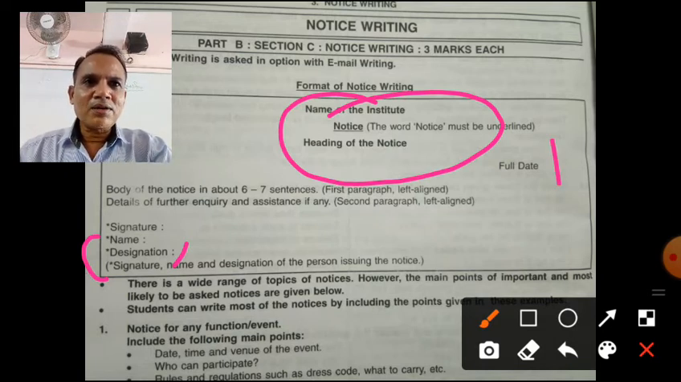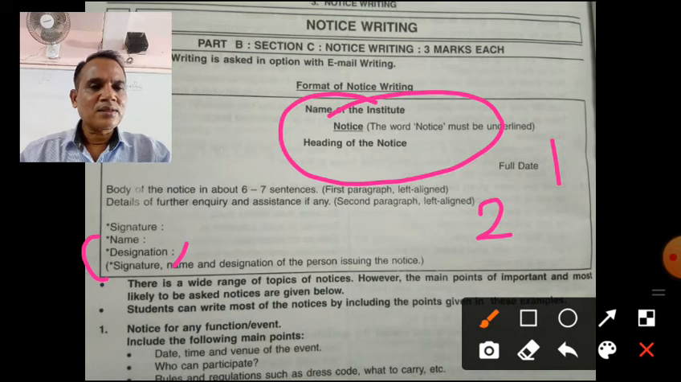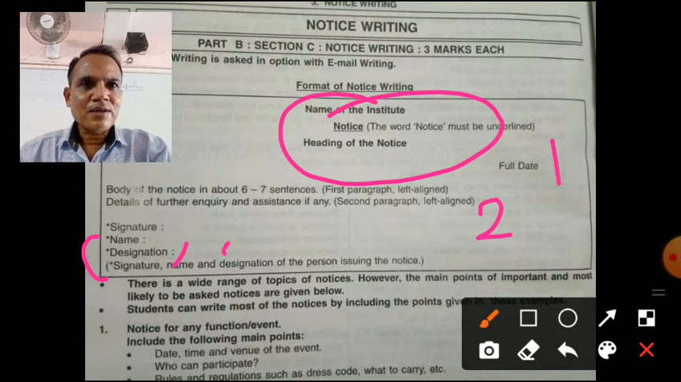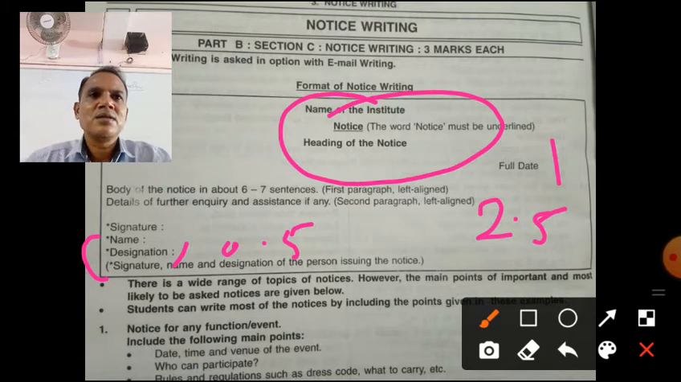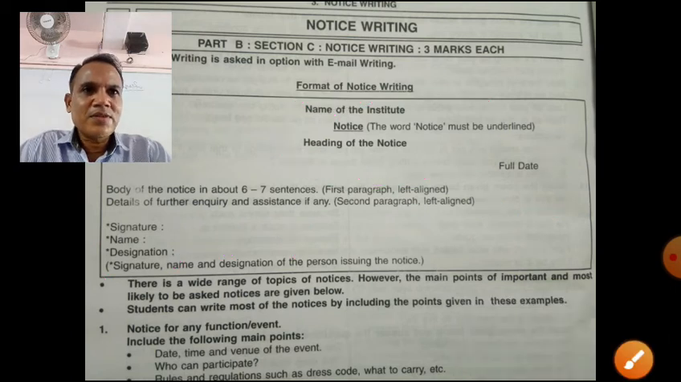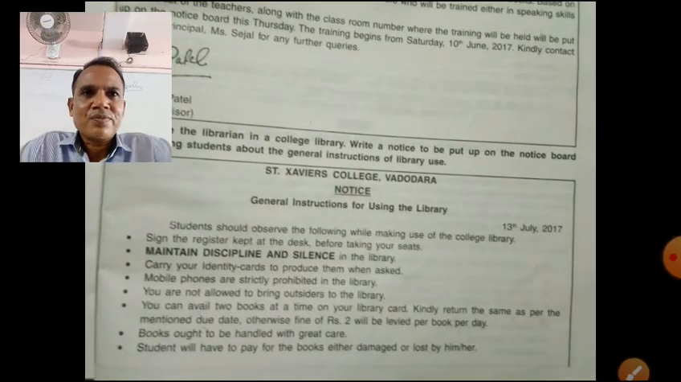Then the body of the notice, 2 marks. Proper format, content, language, presentation: here 0.5 marks, this one 2.5 marks. So this is the distribution of the 4 marks which will be given to you, 1 plus 2.5 and 1.5. Let me show the example of notice writing. I have a ready-made notice for you.